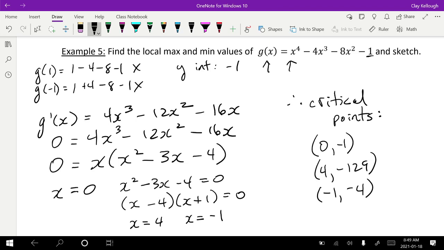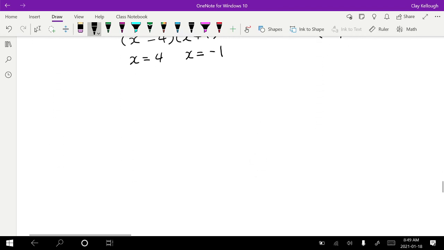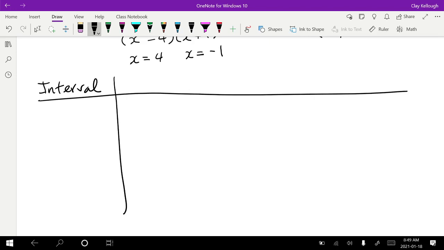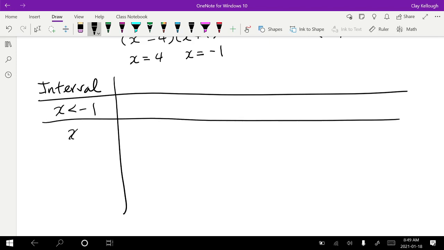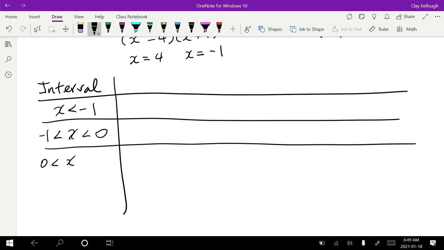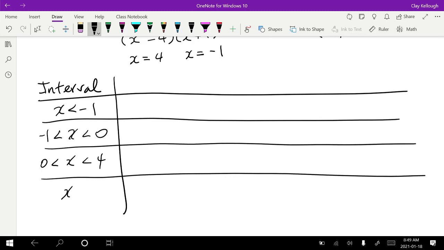Okay? Are those points maximums, minimums, or neither? Let's find out with a chart. I like making my chart like this. Interval. And okay, let's see, what are my intervals? Which one's furthest left? -1's the furthest left. So what happens to the left of -1? Then the next interval is between -1 and 0. Then the next interval will be between 0 and 4. And then one last interval, what happens to the right of 4. And there we go. There's my intervals.